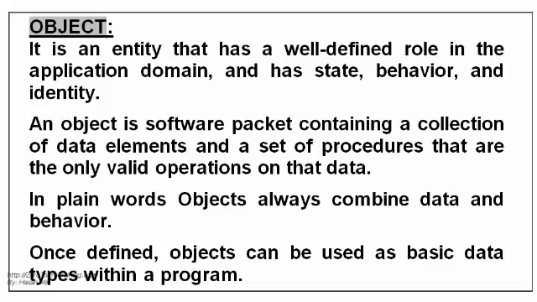Next, object. It is an entity that has a well-defined role in the application domain, and has state, behavior, and identity. An object is a software packet containing a collection of data elements and a set of procedures that are the only valid operations on that data. In plain words, objects always combine data and behavior. Once defined, objects can be used as basic data types within a program.